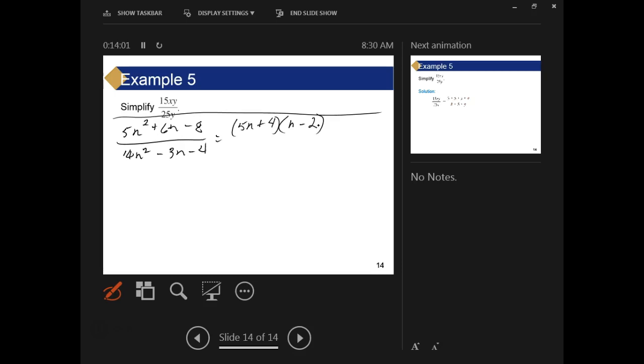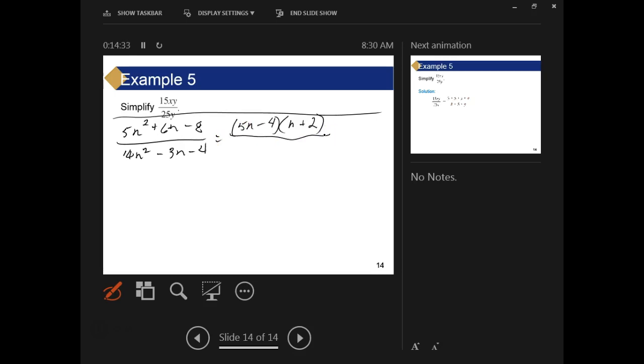So let's make the minus here a plus and make the plus there a minus. Wait, I said it backwards. The plus a minus, and the minus a plus. So let's just check it again. 5n times n is 5n squared plus 10n minus 4n plus 6n minus 8. We got it. That's the numerator. How about the denominator?